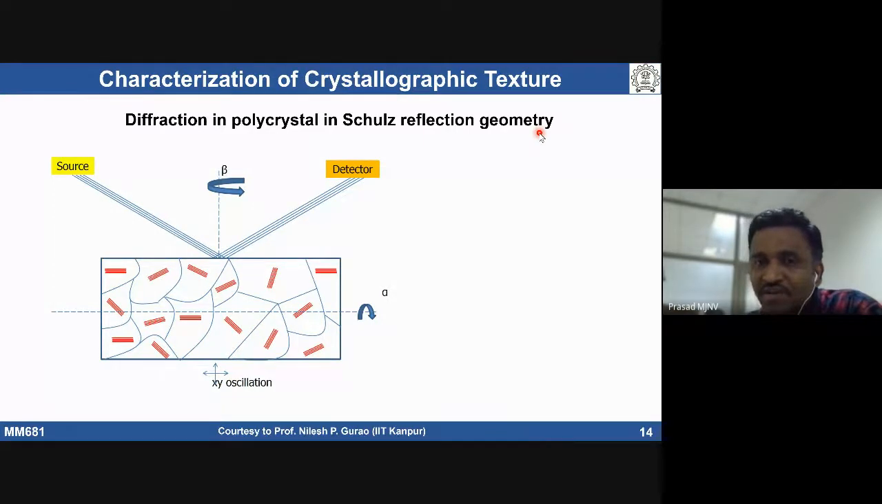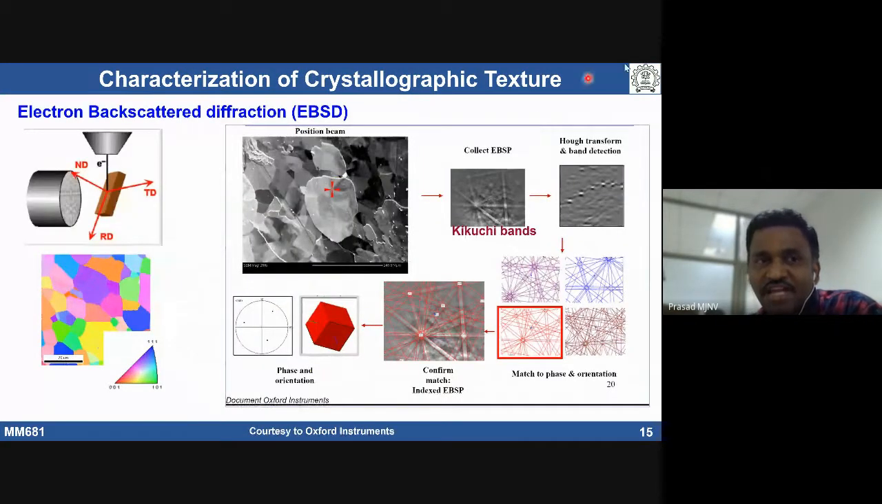Now when you talk about EBSD, electron backscatter diffraction, it basically gives surface information. Only the surface. The depth of penetration will be very small. The electron beam penetration will be very small, we are using secondary electrons, so the penetration will be very low. Using EBSD, we have a special detector, simply called the EBSD detector.